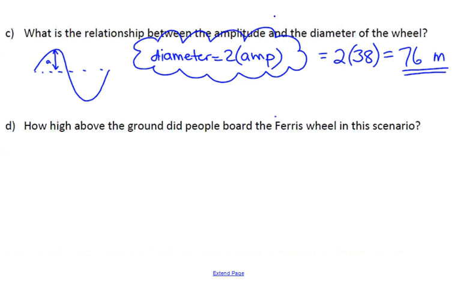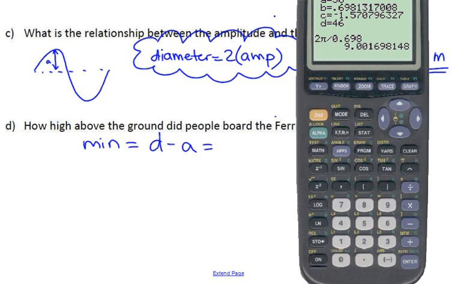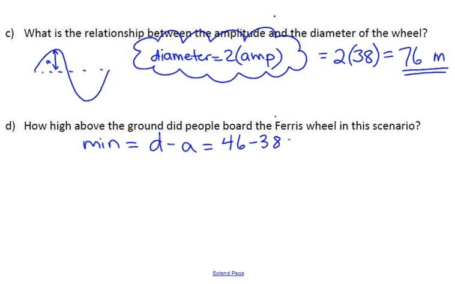How high above the ground do people board the Ferris wheel? So what are they actually looking for? Max or your min? You board at the bottom. It would be pretty hard to board, you'd have to climb a lot of stairs if you had to board at the top. So we're looking for our minimum value. What formula can we use to find min? D minus A. So our D, or midline, was 46 minus 38, which gives you 8. So 8 meters off the ground.